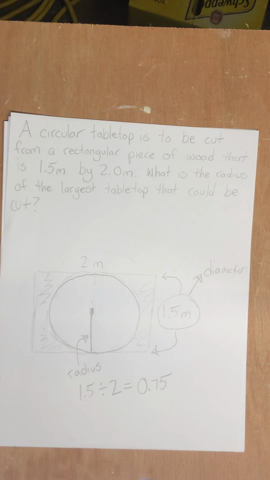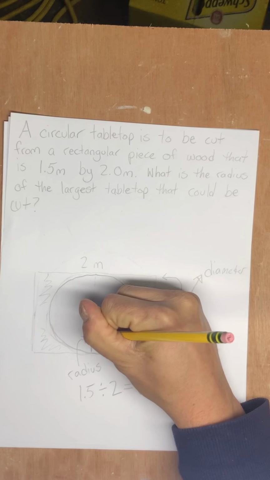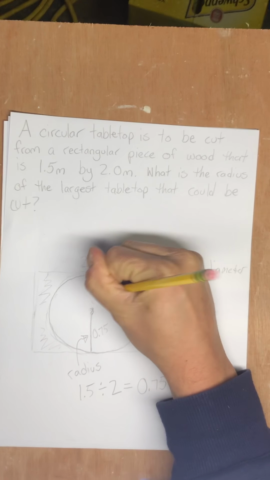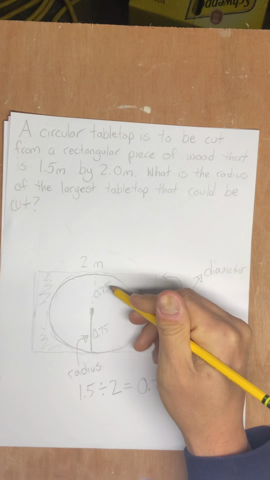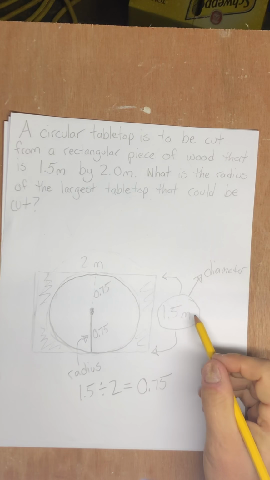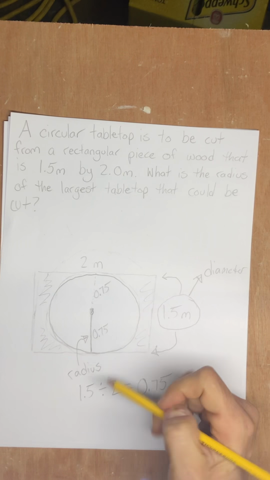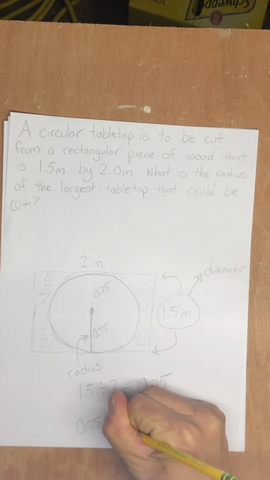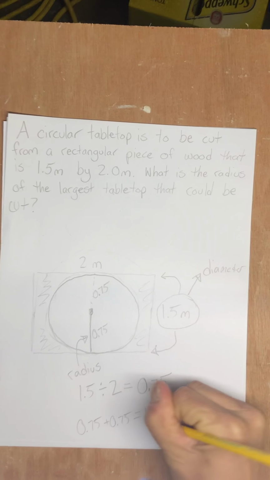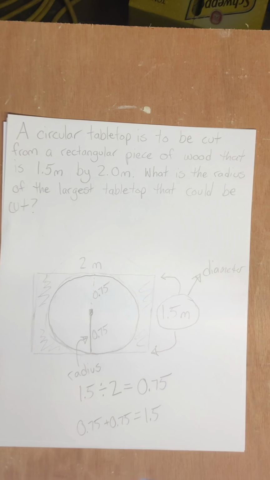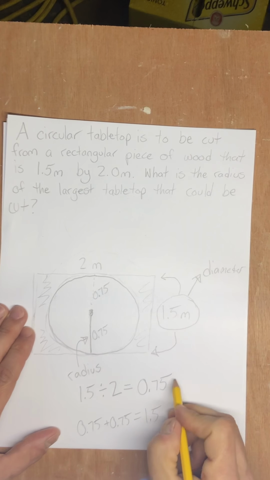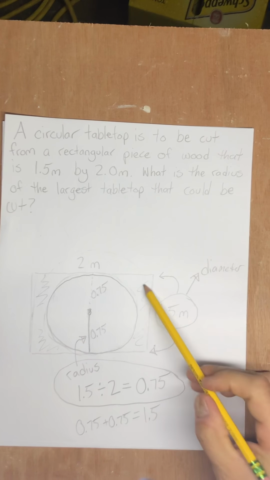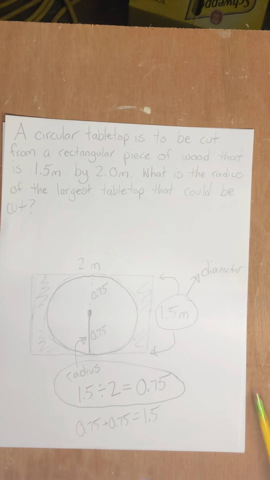And then I can think that through too, just to double check and make sure. Okay, so if this is the radius, 0.75, and this is the radius, 0.75, well, the two of them should add up to equal my diameter. So 0.75 plus 0.75 equals 1.5, my diameter. So yes, I am correct. So there we go. There is the radius of the biggest circle that I can cut out from a rectangular piece of wood.